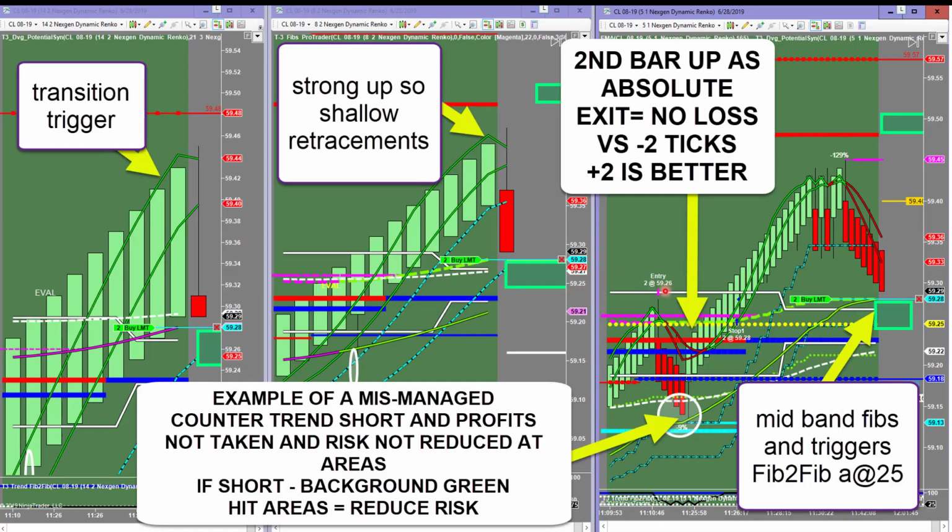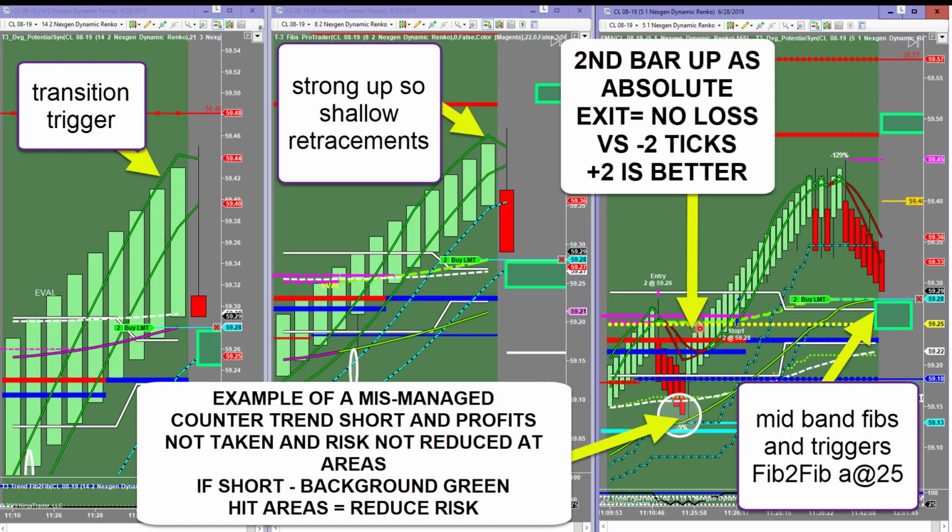Now, I wanted to show you a mismanaged trade. We did this one in class and we talked about it, but I want to show it to you here because it's really obvious when you see it. This is a mismanaged counter trend trade short. Profits not taken, risk not reduced properly, and watch what happens. The short was great. I mean, look how awesome that short is. It's a couple ticks off the high, which only gives us a couple of ticks of risk because we get a pivot down. Every chart is green, and we hit support and mid bands and green and support, and the triggers are up. 2 bars up, and we should be out of our position.